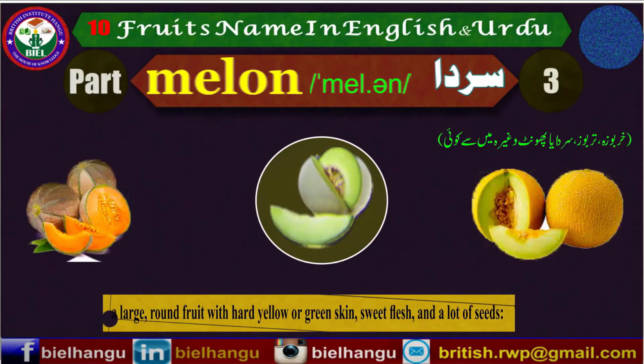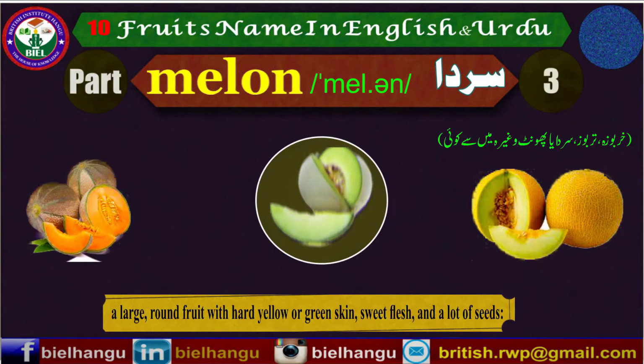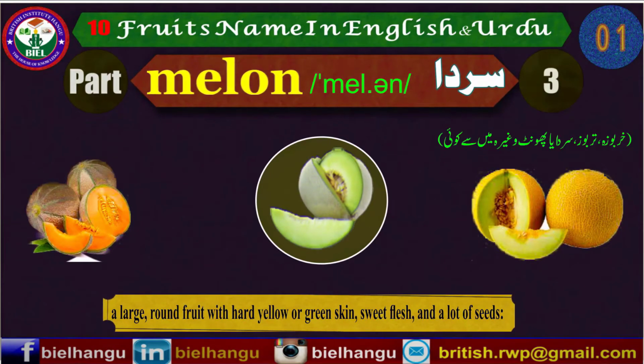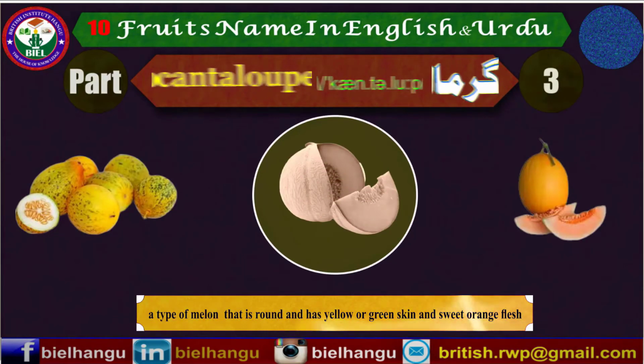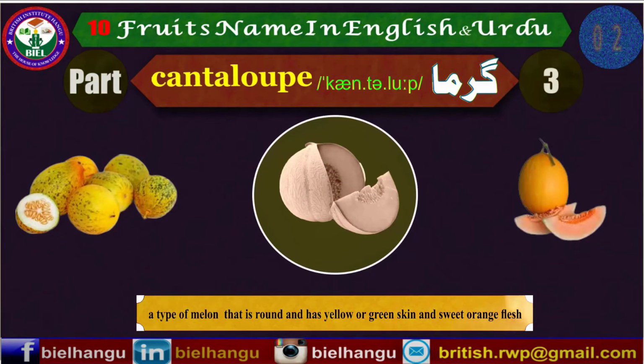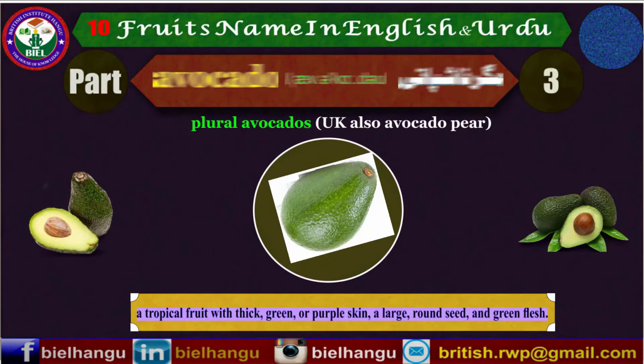Melon. A large round fruit with hard yellow or green skin, sweet flesh, and a lot of seeds. Cantaloupe. A type of melon that is round and has yellow or green skin and sweet orange flesh. Avocado. A tropical fruit with thick, green, or purple skin, a large round seed, and green flesh.